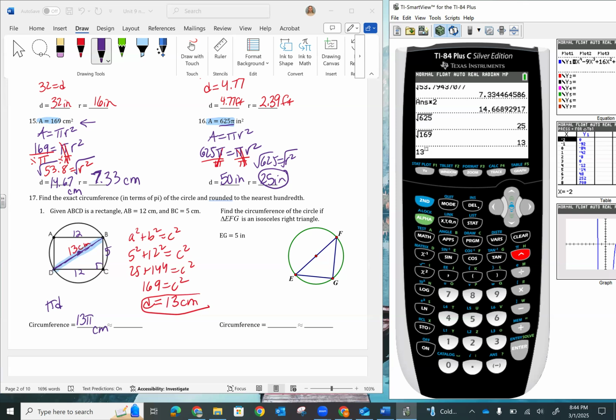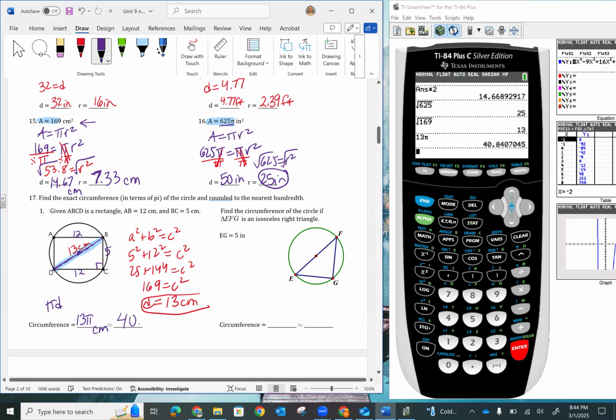Oopsie, that is not what I wanted. So I'm going to go back here and push delete. If I can, let's see if I can push delete here. Delete. There we go, 13 pi. There we go. And that is about 40.84, and that would be centimeters.